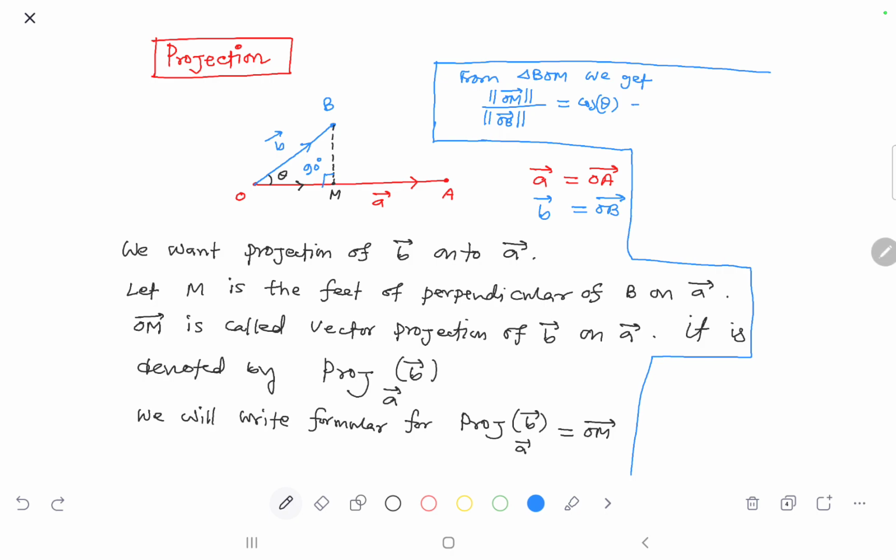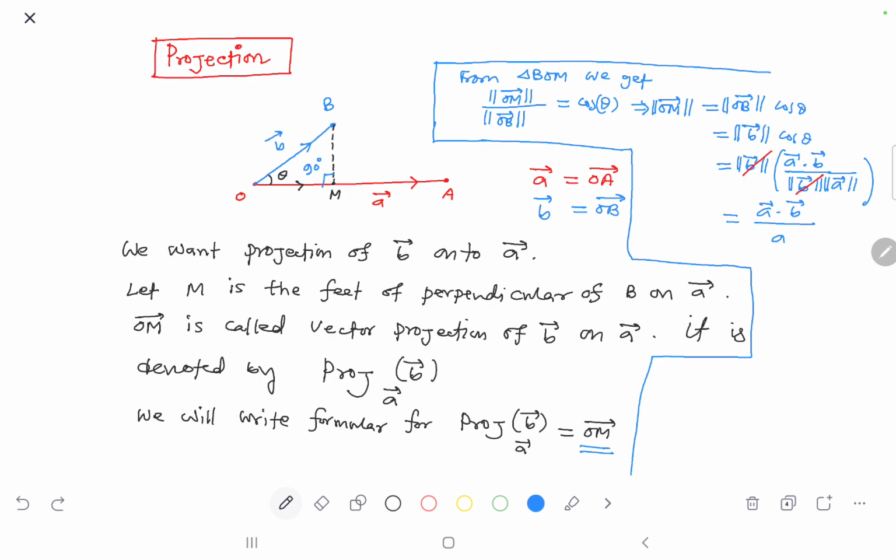Now what do we get? We get the magnitude of the OM vector. Because to write down a vector OM, what do we need? We need a magnitude and a unit vector along that vector. The magnitude is given by the OB vector magnitude and cosine theta. What is the OB vector magnitude? This is the B vector magnitude, times cosine theta. And cosine theta is given by the angle between the A and B vectors, so it is A dot B divided by B vector's mod into A vector's mod. Now the magnitude of B and magnitude of B will cancel out. So then you get A vector dot B vector divided by the magnitude of A vector. So the OM vector magnitude, we are getting this.